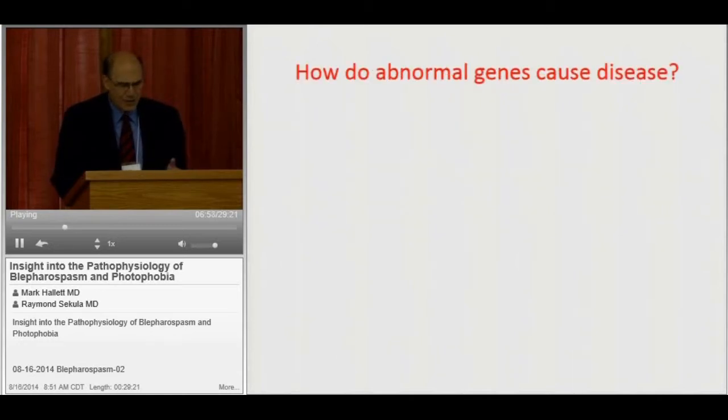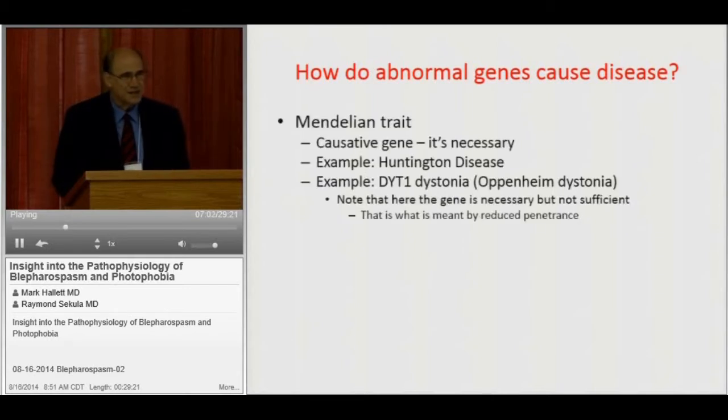Now, how do abnormal genes cause disease? This is one of the things that's happening in medicine at the moment. There's what you might call a revolution in terms of understanding the role of genes in relation to causing disease. And I think that one can think about genes in two different ways.